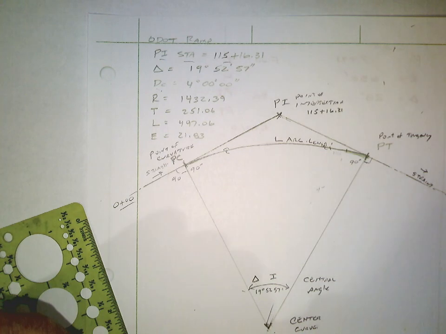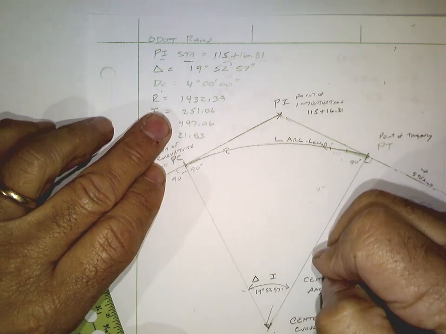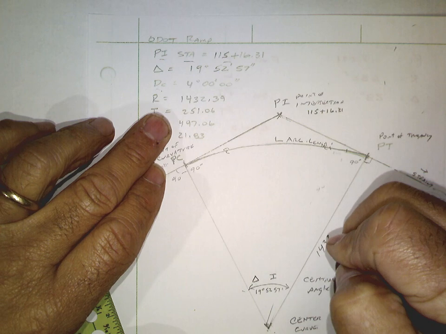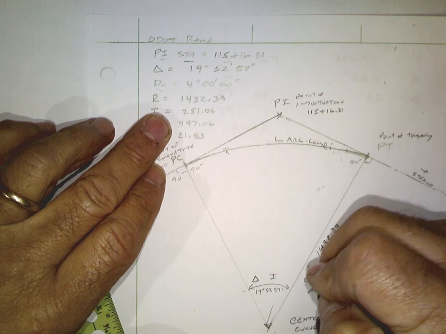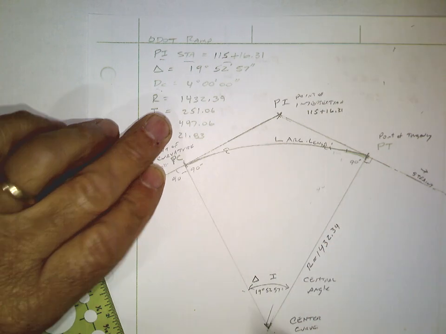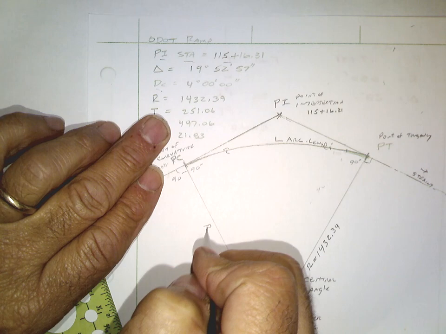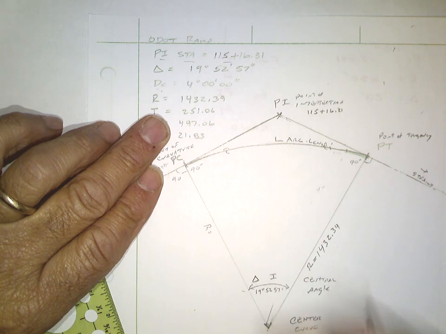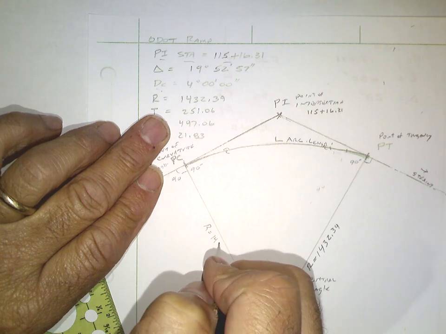All right, our curve has a radius. It's 1,432 feet and some change. Now, this is one time where we use radiuses because it truly is. It's not a diameter. So we do use radius here.